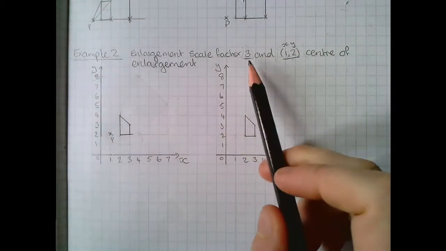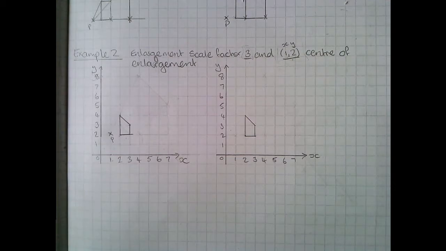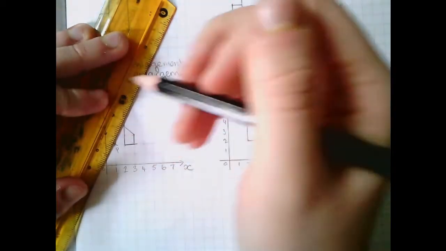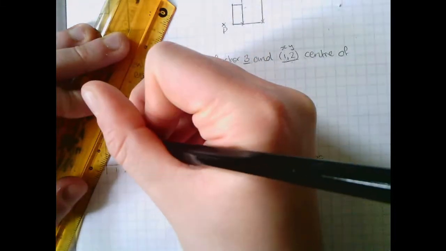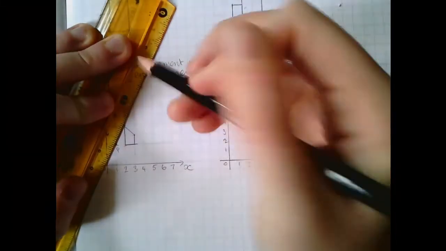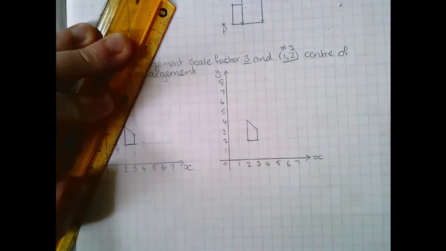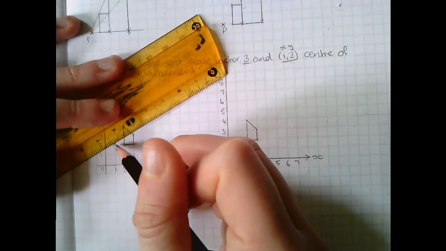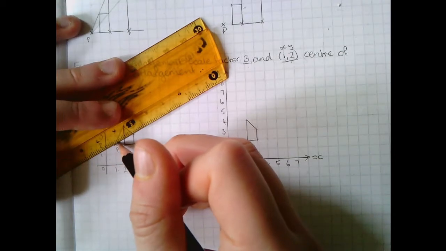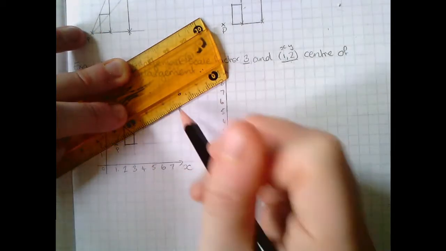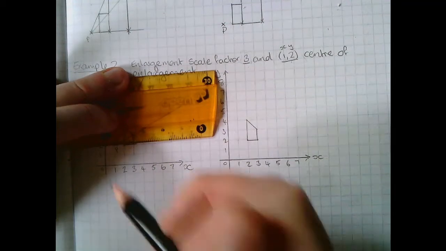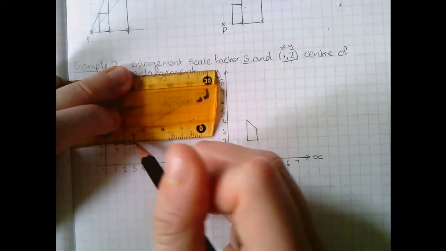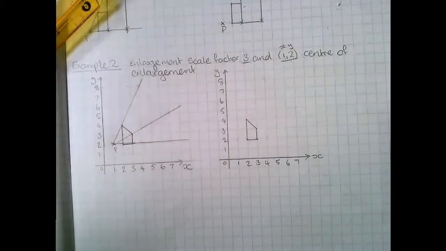Let's get going with the actual enlargement. So our scale factor is going to be 3, so we're going to draw our projection lines in again. I will do it with the counting squares method in a sec. So draw a line from the centre of enlargement and project it out through each corner. So start off by joining up centre of enlargement to corner and then just project it out. Centre of enlargement to corner, centre of enlargement to corner, and then project it out.